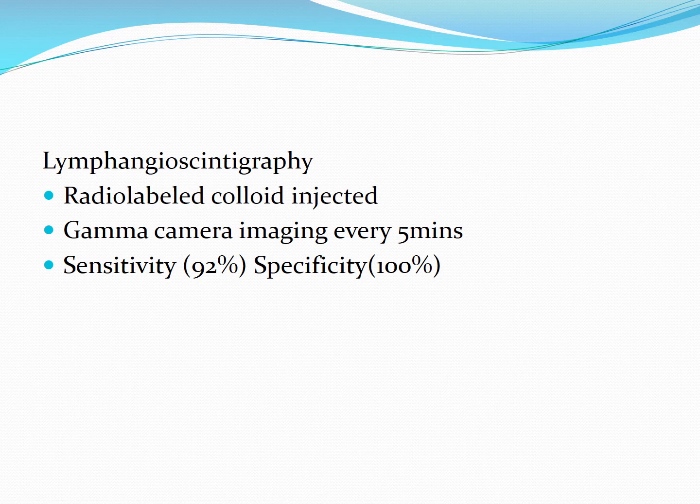So in lymphoscintigraphy, what you do is you inject radio-labeled colloid into one of the toe webs in your lower limb, and after that the patient is placed under a gamma camera and the images are taken every 5 minutes, and later those images are processed and imaging is taken. So it has a very high sensitivity and specificity.